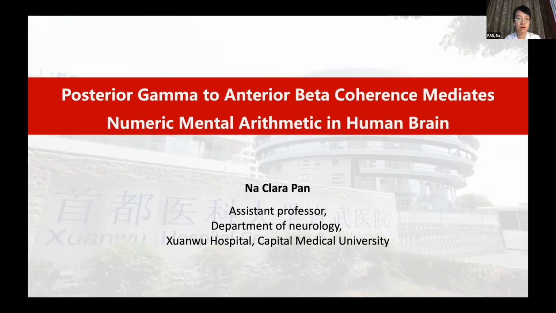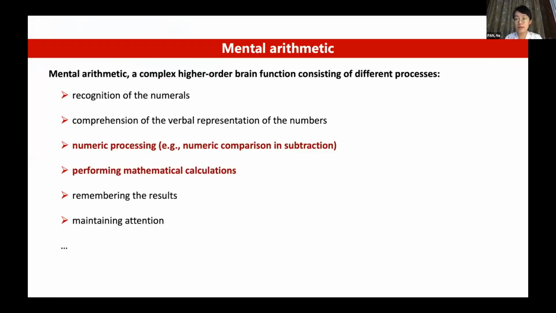Our group's work focuses on how posterior gamma to anterior beta coherence mediates numerical mental arithmetic in the human brain. We know mental arithmetic is a complex cognitive activity consisting of different processes, including the recognition and comprehension of numbers, memory processing, like numerical comparison in subtraction, performing the mathematical calculation, and later activities like remembering the result, decision making, and even maintaining attention.